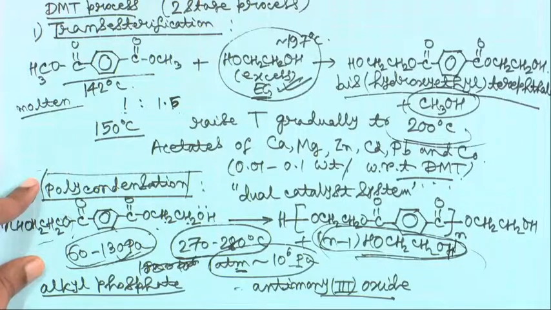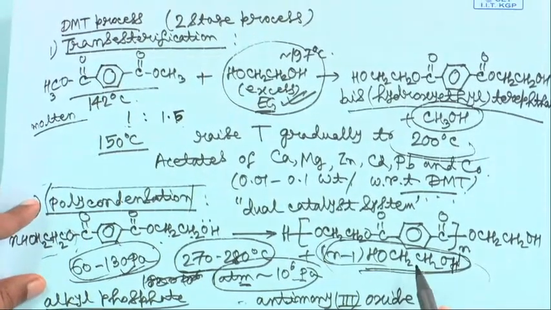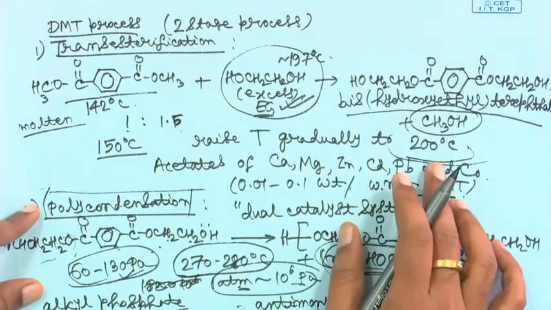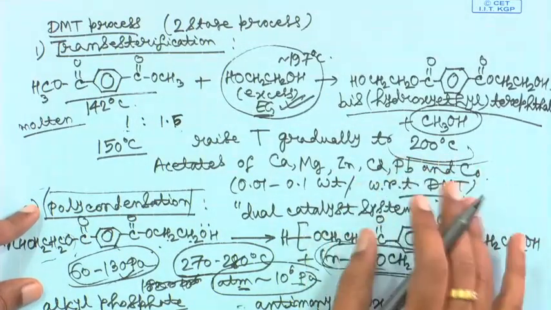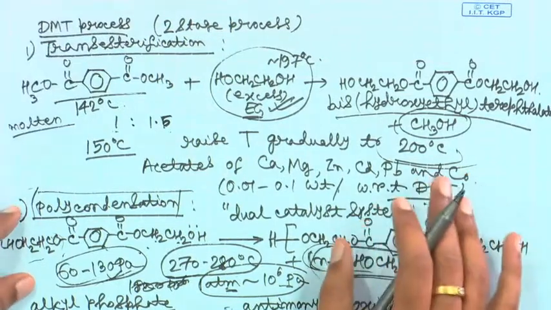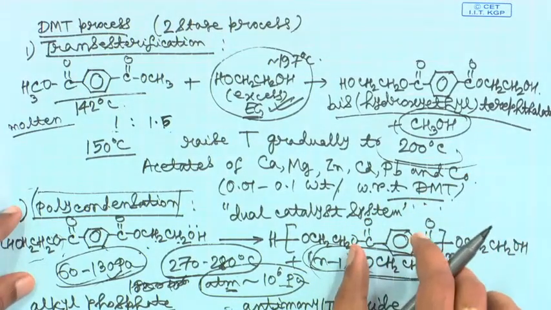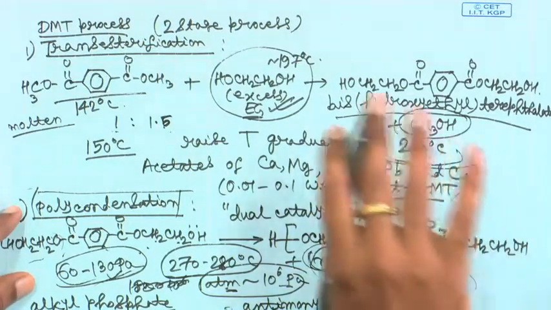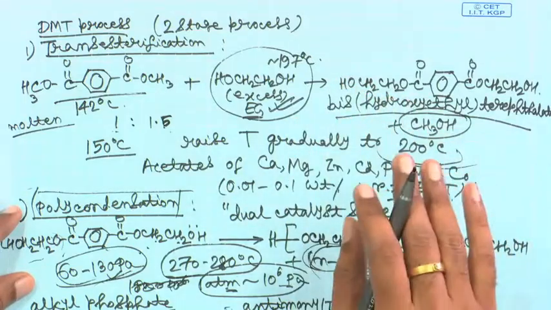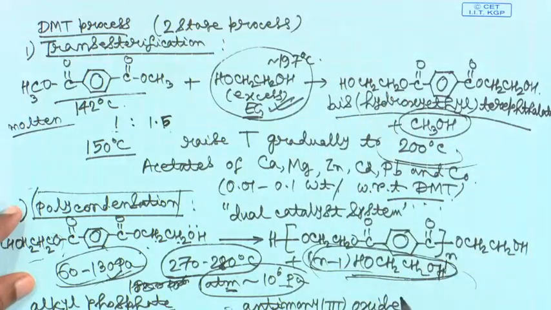So, that is why your stirring is very important, so that you increase the polymer melt surface area. Because the temperature you are using is 270 to 280 degrees Celsius, your polymer will be in a molten state. So, whatever ethylene glycol has come out, if you have the melt surface higher, the distillation will be easier for the ethylene glycol.